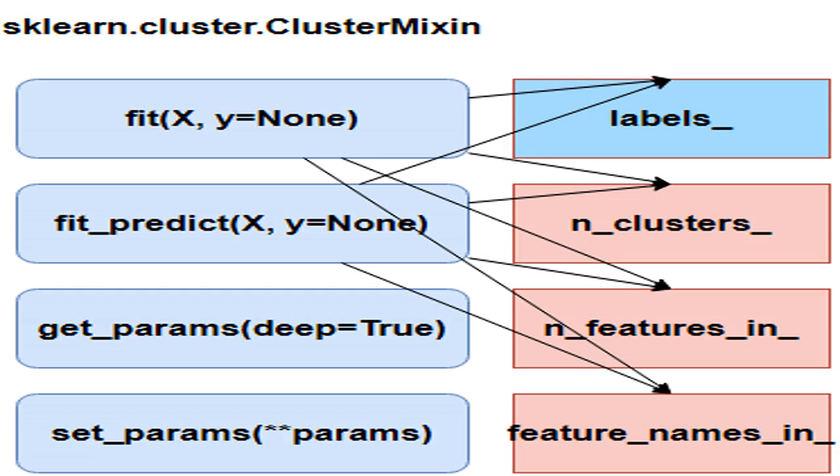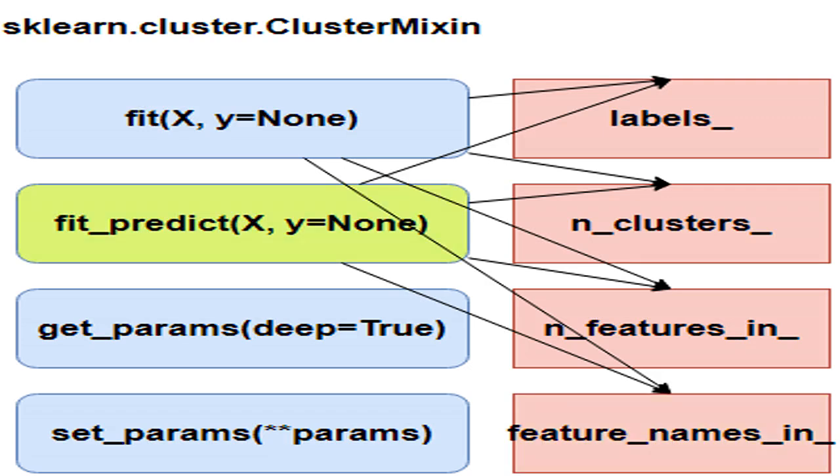labels_: a list or array that assigns a cluster label to each data point in X. n_clusters_: the number of clusters that the model has identified in the data. n_features_in_: the number of features in the input data X. feature_names_in_: the names of the features in the input data X.